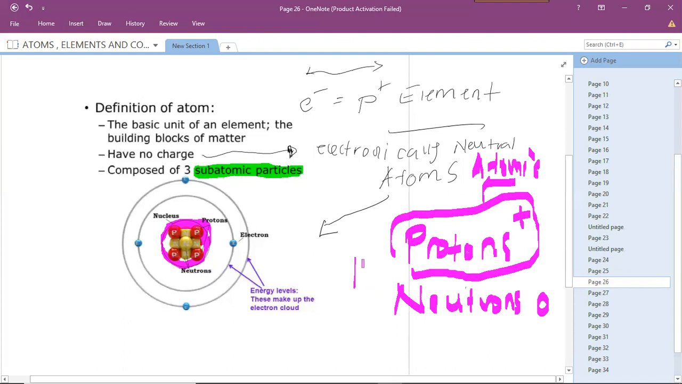So if this is helium, let's say 2, helium 2, this is the number of protons. A helium atom is going to have 2 protons in its nucleus. So the number of protons is extremely, extremely important. So what do you have to know about the nucleus? It consists of protons and neutrons. Protons are positively charged.